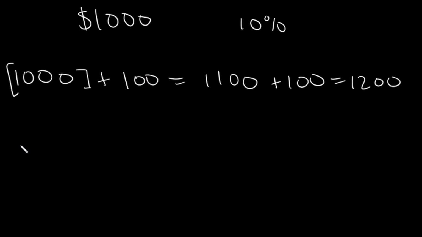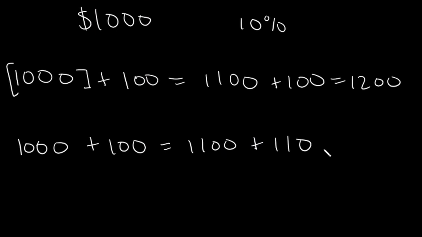But in compound interest, we would take our $1,000 and then add our 10%, and we would get 1,100. But instead of adding 100 again, we would take 10% of our new number, 1,100. 10% of that would be 110. So now we would have $1,210. So here you are earning interest on top of interest. So this is what we call exponential growth.